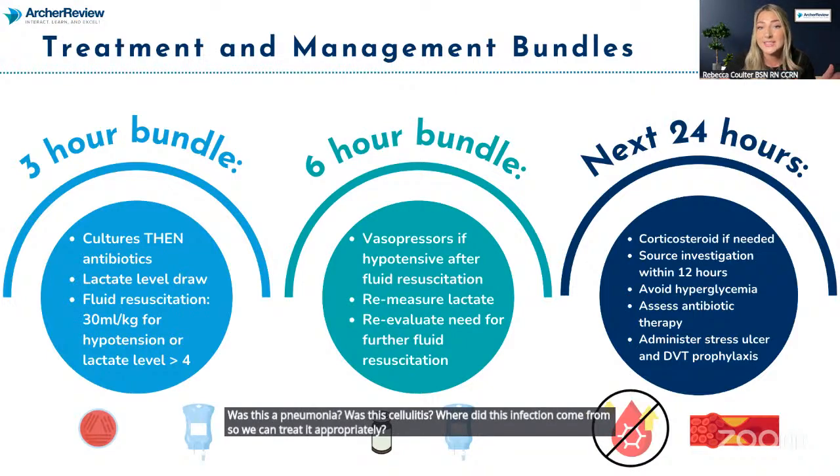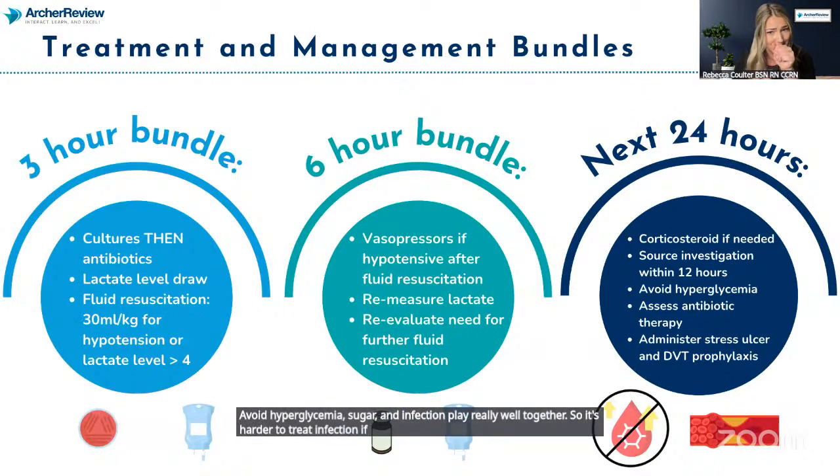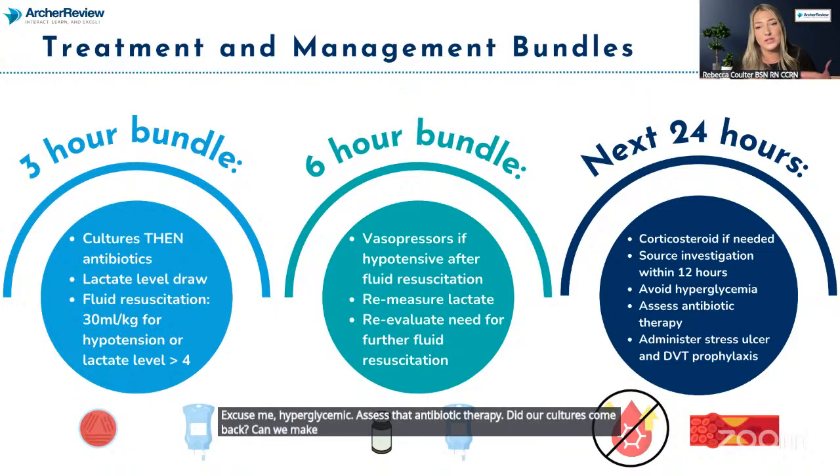Avoid hyperglycemia. Sugar and infection play really well together, so it's harder to treat infection if we're hyperglycemic. Assess that antibiotic therapy. Did our cultures come back? Can we make our antibiotics more specific? And then now we have a patient who's at risk for DIC. They're going to be in the hospital for a few days. Let's start some stress ulcer and DVT prophylaxis.